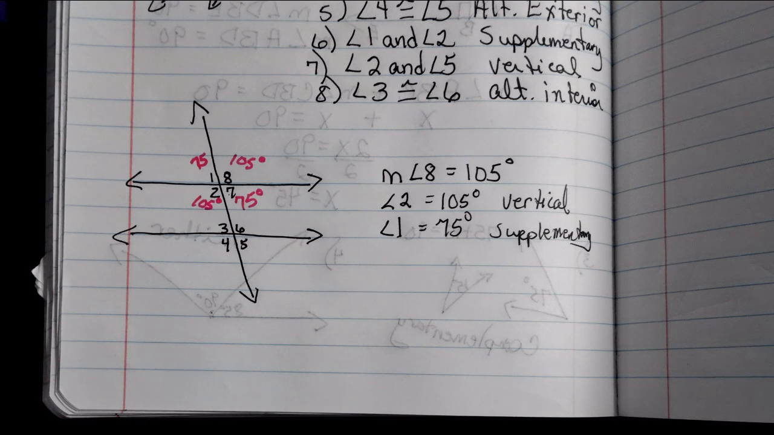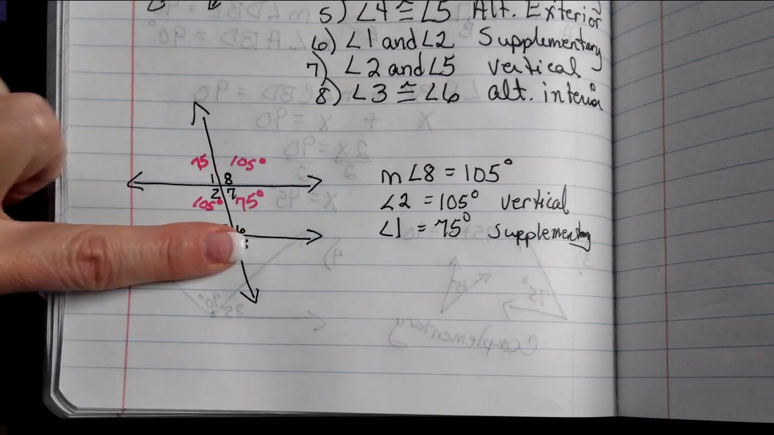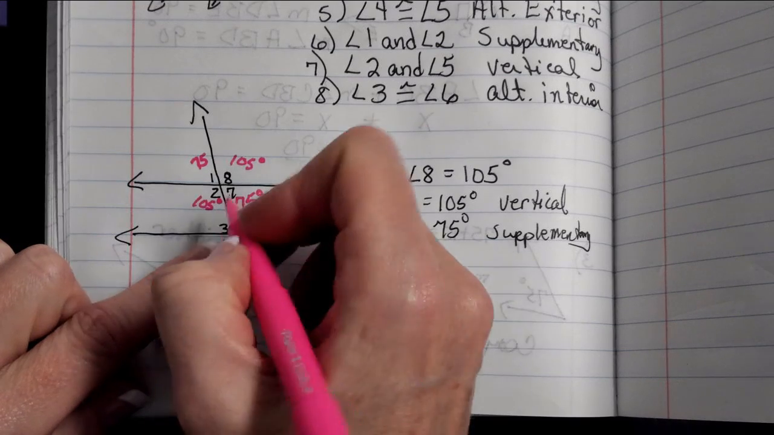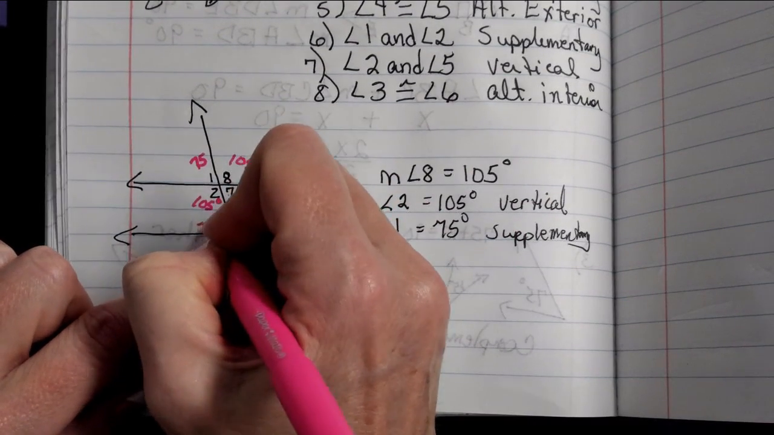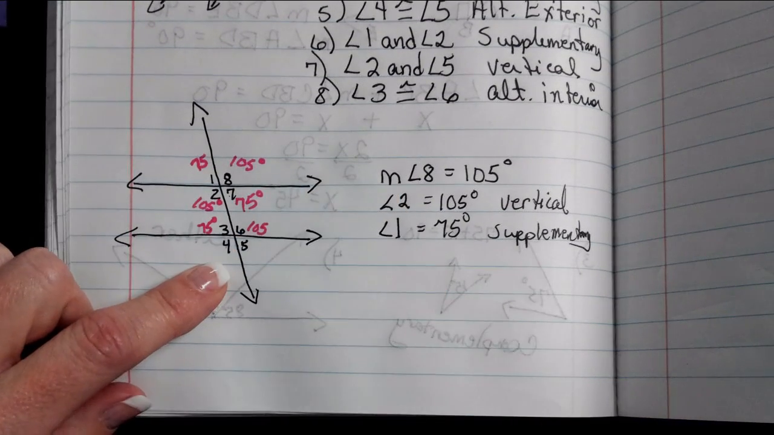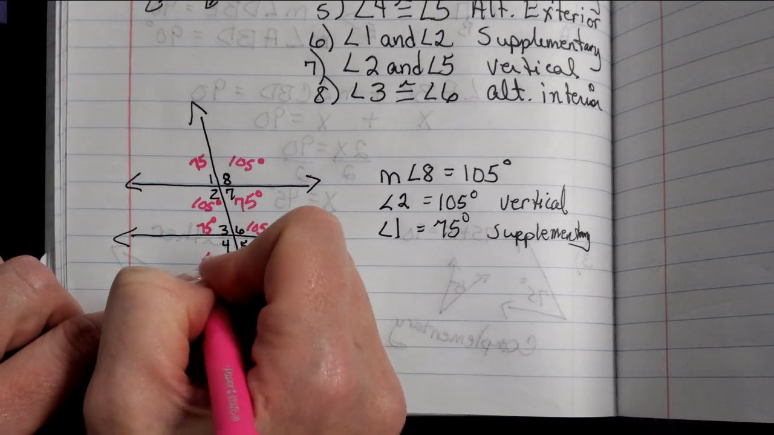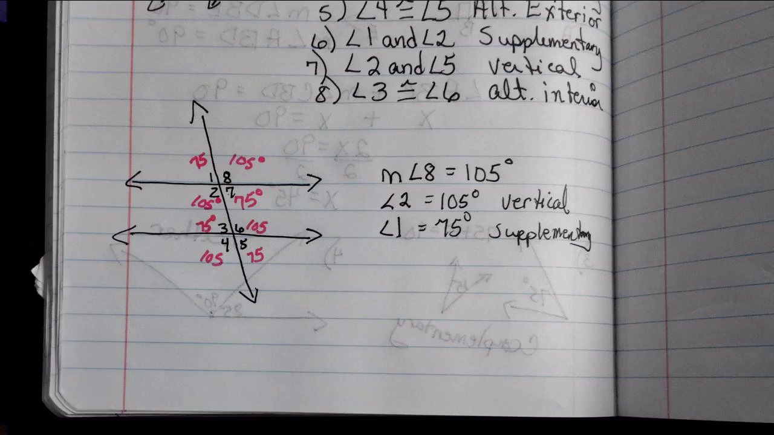Because it's the same thing. Why? Because those lines are parallel, so all those angles on top correspond to the ones on the bottom. You can take this line, pick it up, and put it right on top. So that means angle 3 measures what? 75. What's angle 6 going to measure? 105. What's angle 4 measure? 105. And what's angle 5 measure? 75. Okay.